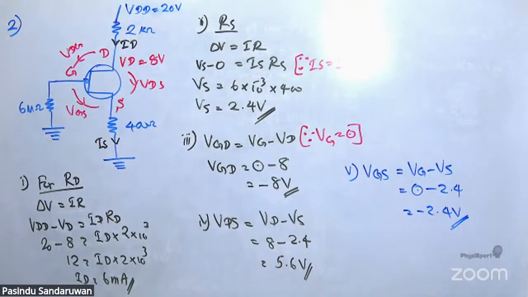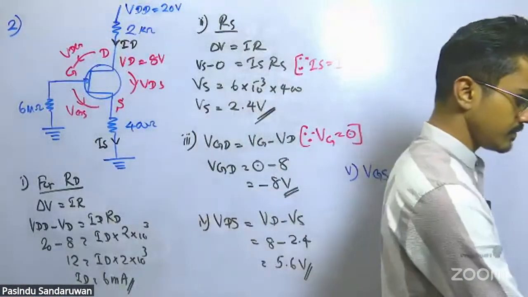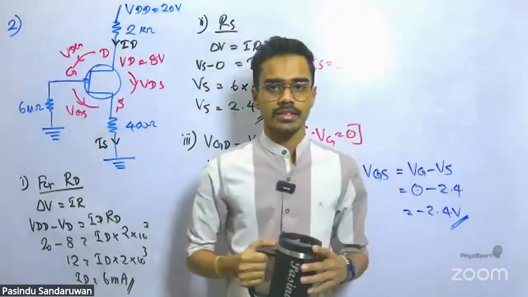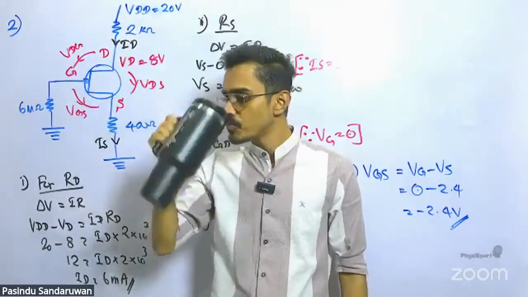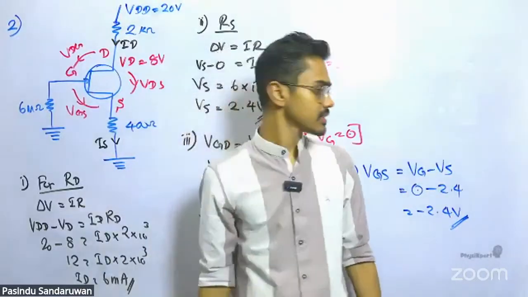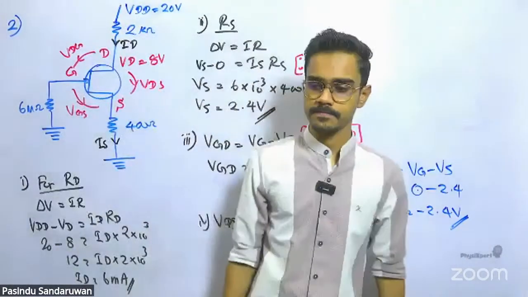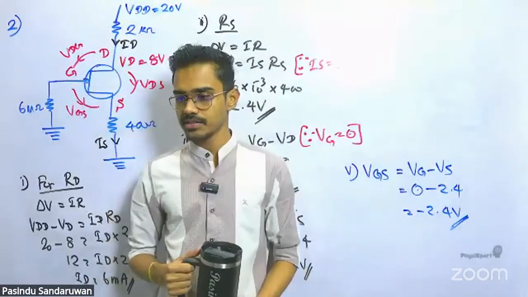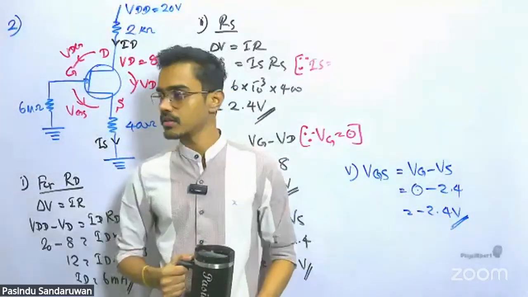That's it. Check your answers. VGD minus 8, correct. Good. VS 2.4, correct.